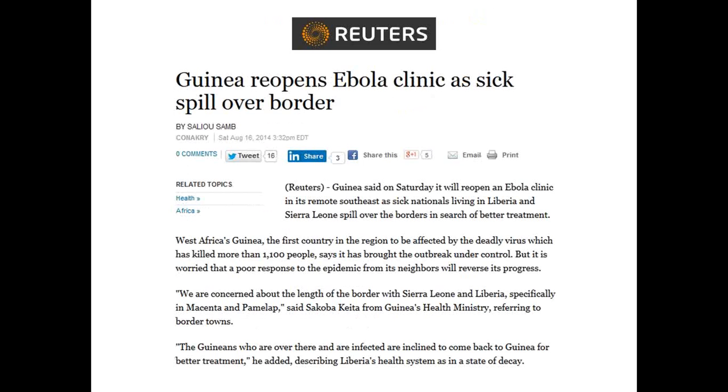This is an example here back from August where Guinea reopens an Ebola clinic as sick spill over the border. I have likened this in some cases to what I call fireworks transmission, where up until at least the last month in Liberia, we've had examples of where there's been substantial activity, then a period of reduced activity which is unexplained. Even in some cases, Ebola treatment units were actually reduced in size or moved because of the reduced activity, only to have to come back again.